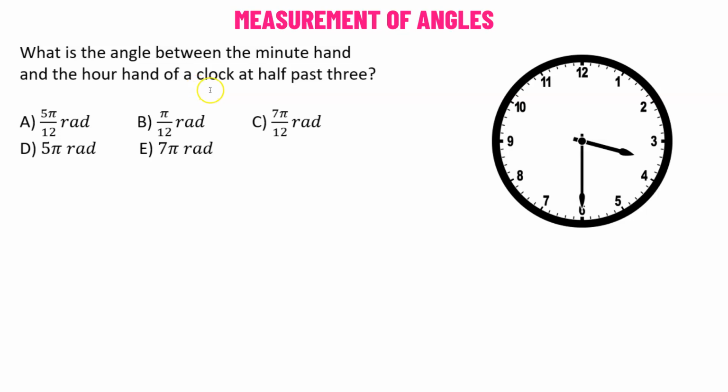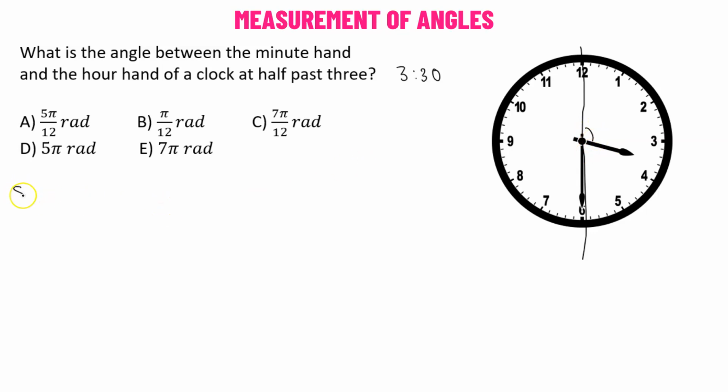So here we need to determine the angle between the minute hand and the hour hand of a clock at 3:30. So 3:30 means at 3:30 hours. Fine. Now we know that the angle traced by the hour hand in 12 hours is 360 degrees. So what we'll do, we'll split the clock into two equal halves and we'll first try to find out the angle made by the hour hand.